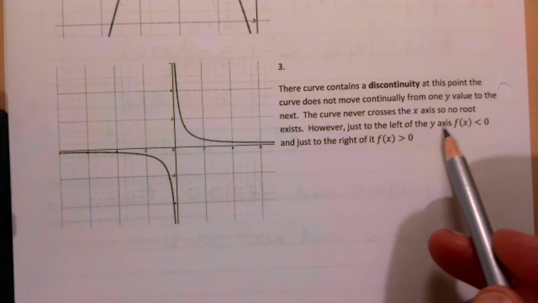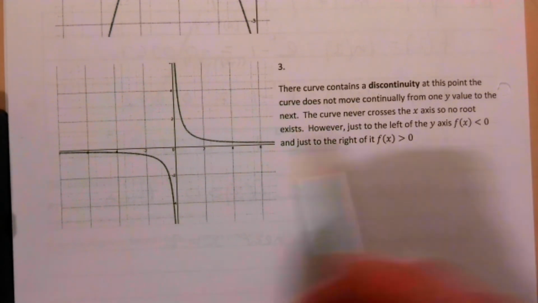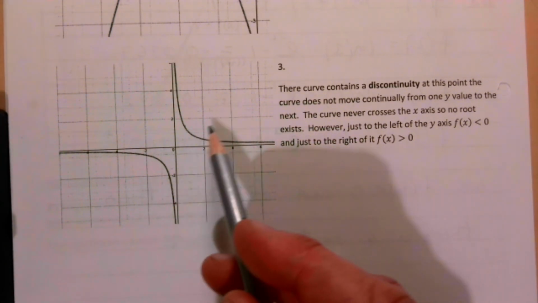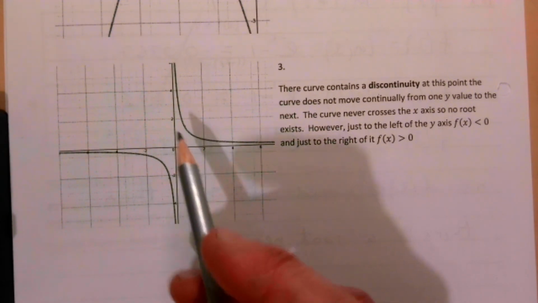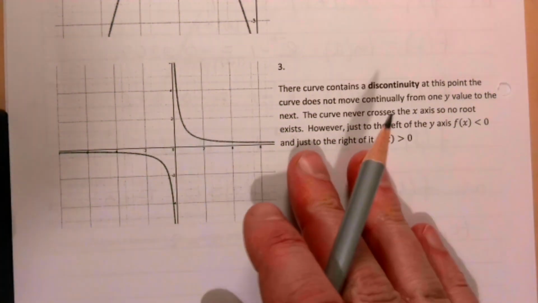However, just to the left of the y-axis it's less than 0, and just to the right of the y-axis it's greater than 0. So you might think there's a root, but there's not, because it's not continuous.